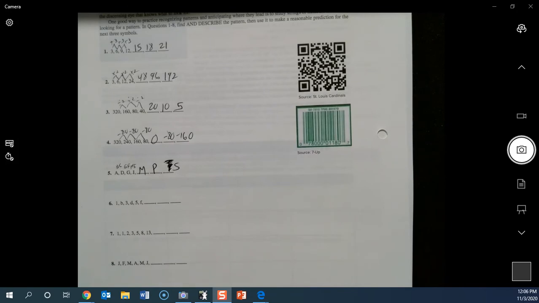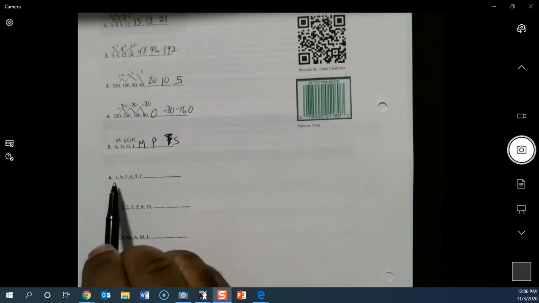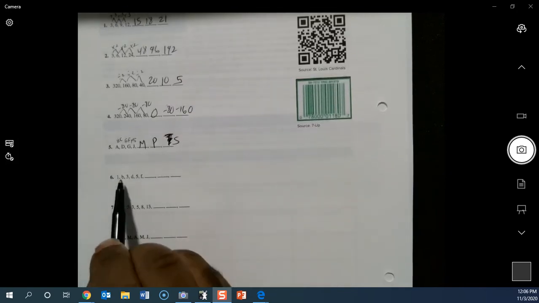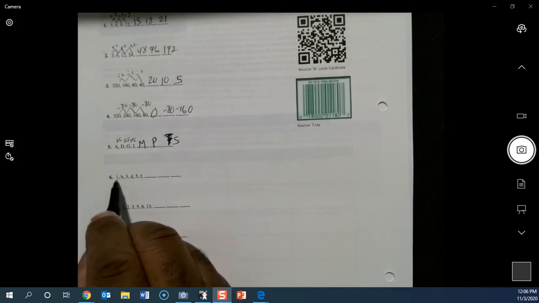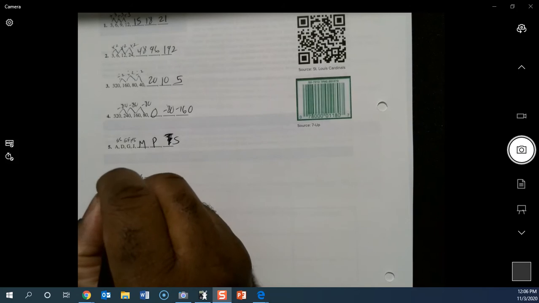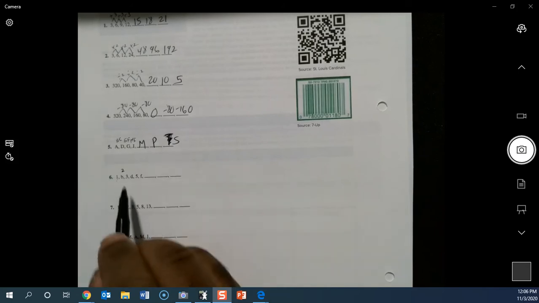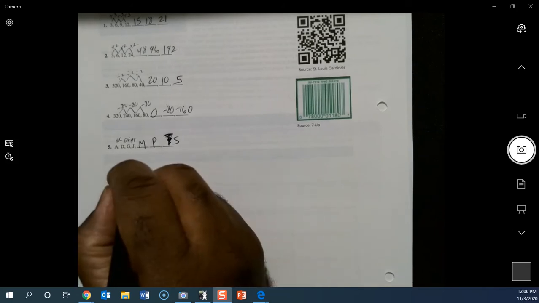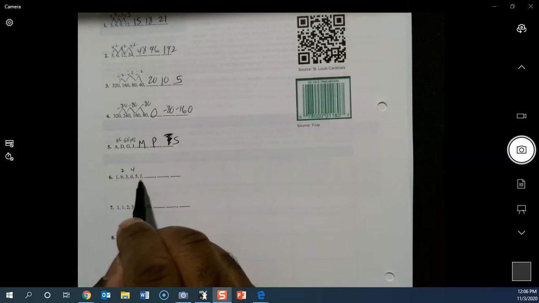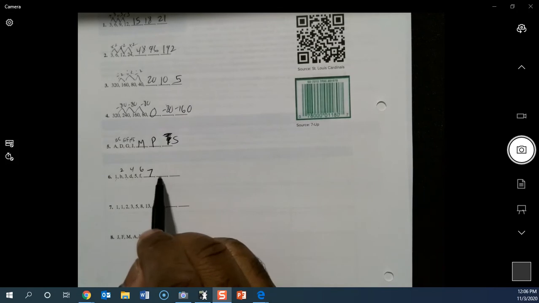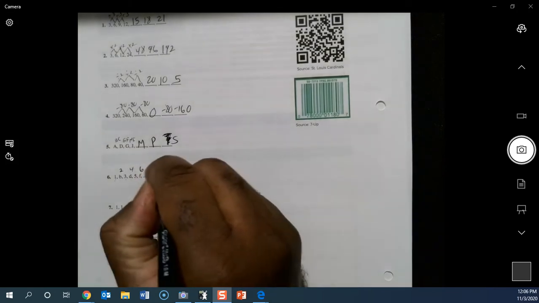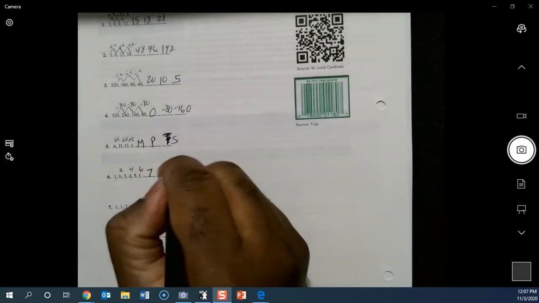All right, now, if we look here at number 6, we go 1, B, 3, D, 5, F. Now we know B is the second letter of the alphabet, D is the 4th letter, and F is the 6th letter. So then this would be 7, and then we have to do the 8th letter of the alphabet, which is H, and then this would be 9.